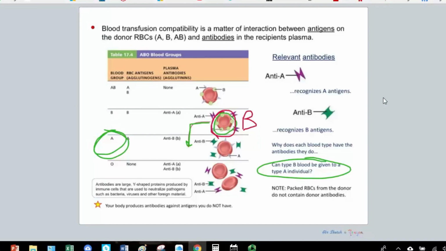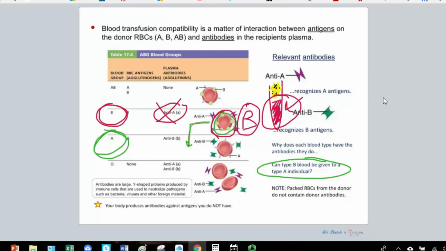When you give this type B blood, you're only giving packed red blood cells. You're not giving any of the antibodies that are present in this type B individual. Remember, you're taking the red blood cells from an individual, and this is all you're taking. When you spin down blood, antibodies get caught up in the plasma, and we're not donating that. We're only donating the red blood cells. So we're not donating these antibodies along with the red blood cells.